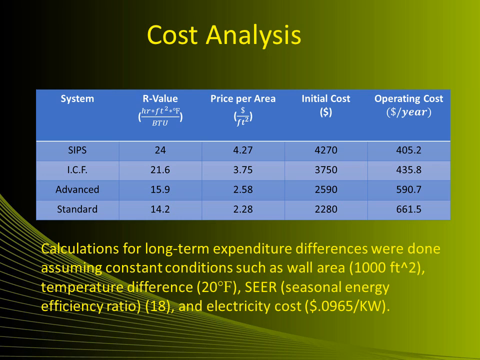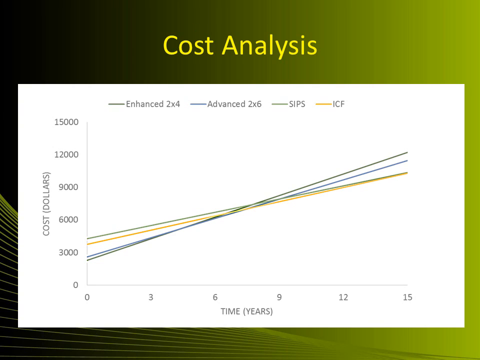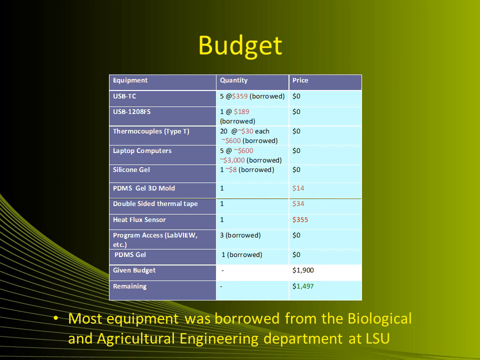A cost analysis was done to stress to potential homeowners how much money could be saved when investing in insulation. Calculations were done using constant conditions such as electricity costs and wall area. This graph is a visual representation of the previous table. As you can see, while the better wall systems cost more initially, they can potentially save you thousands of dollars in the long run. The budget for this project was $1,900.